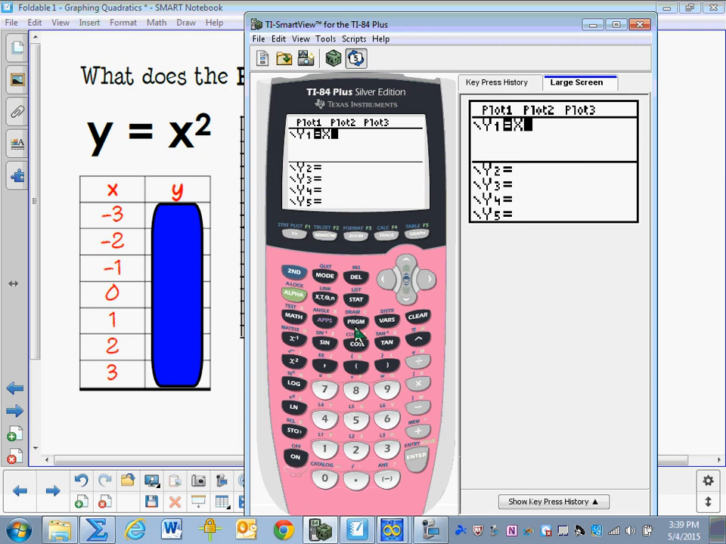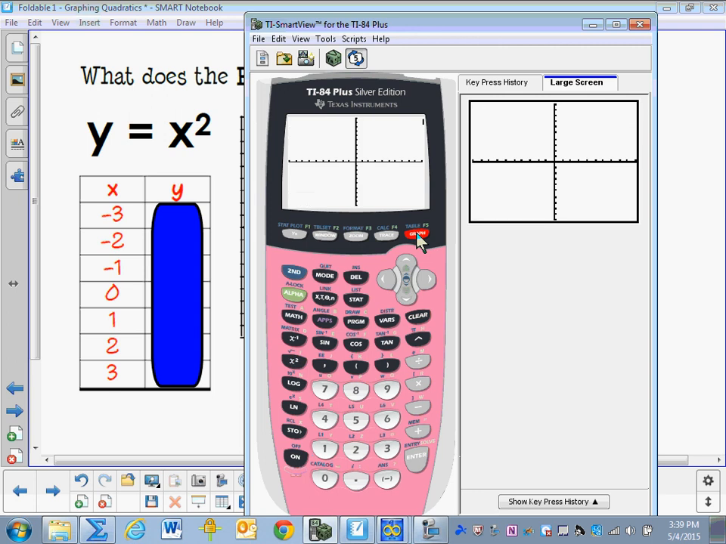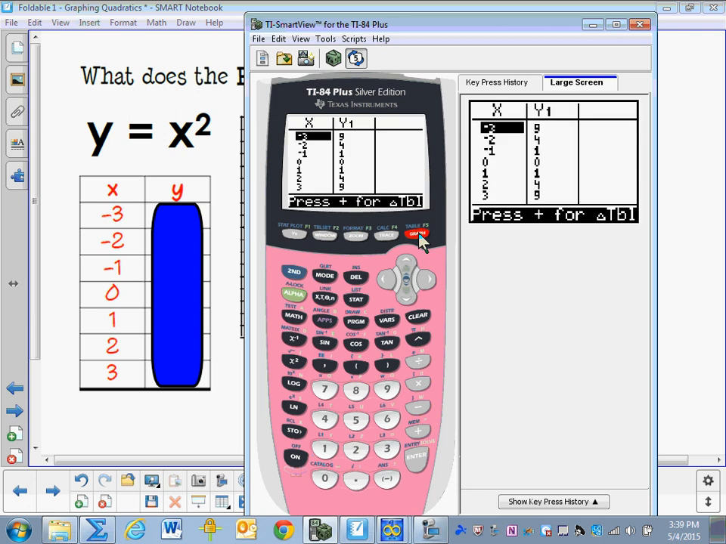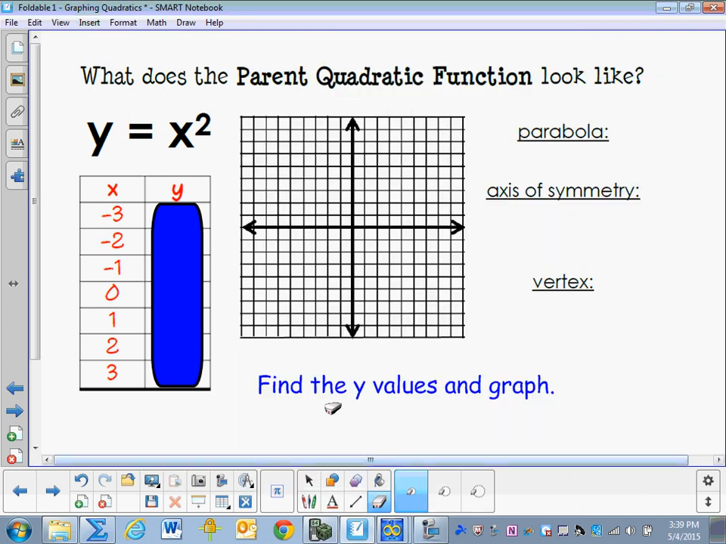So let's go into y equals and type in y equals x squared. We can take a peek at the graph. And to graph that, we need the table of values. So hit second table. And here we have the y values that go with the x values. So go ahead and find the y values and graph y equals x squared.